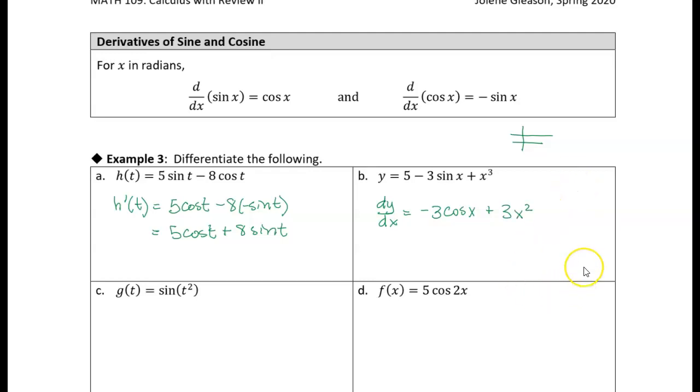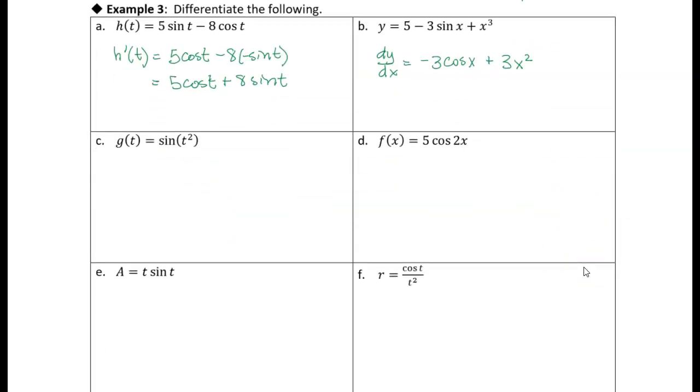All right, now these other examples, we're going to have to use some of the other rules that we learned, the other techniques that we learned in, what was that, chapter 8. Here we have the sine of t squared. So we've got an inside function and an outside function. All right, so we're going to need the chain rule for that one. Let's write that down. Chain rule. We're going to have to use a chain rule.